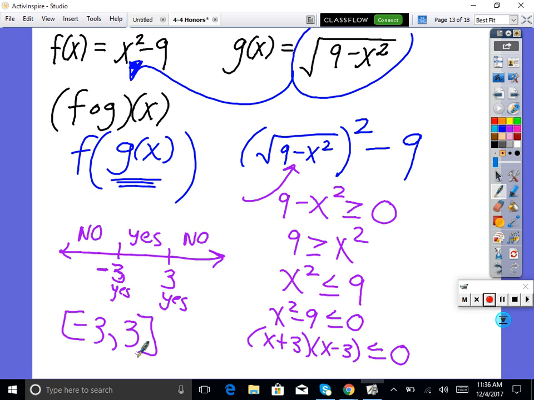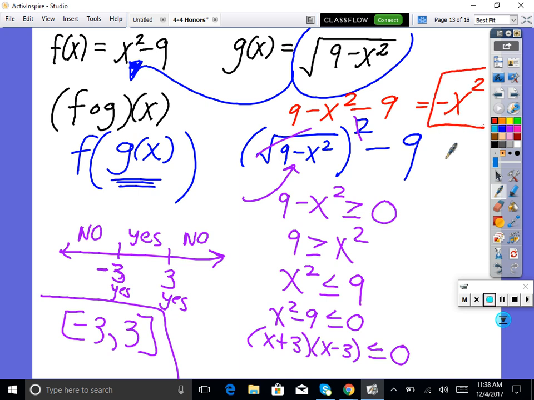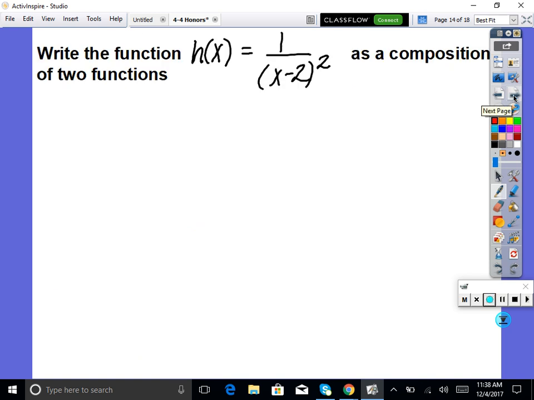Now we can simplify. That's just our domain. Now we can simplify. Root cancels out with power. So then we have 9 minus x squared minus 9, which is -x squared. Do you see how if you found the domain now, you would say no restrictions, which is not true. But you've got to do the domain before. Make sense?